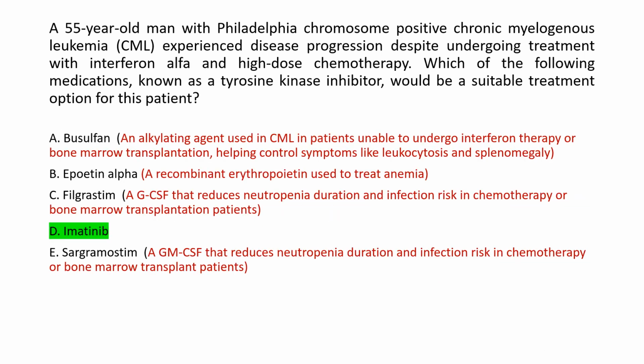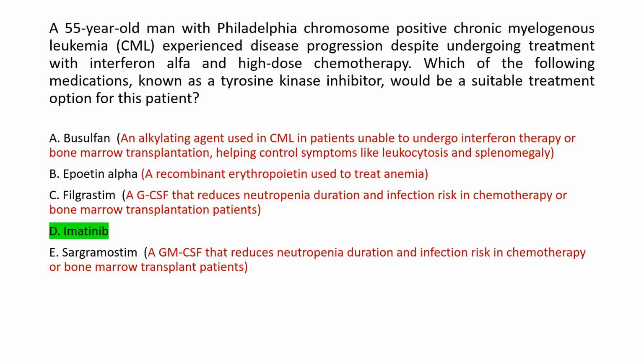Let's have a look at why the other options are incorrect. Option A is incorrect because busulfan is a bifunctional alkylating agent historically used in CML. While it helps control symptoms like leukocytosis and splenomegaly, it only offers transient improvements and does not target the underlying molecular driver of the disease, which is the BCR-ABL.